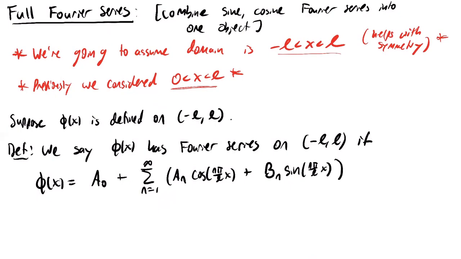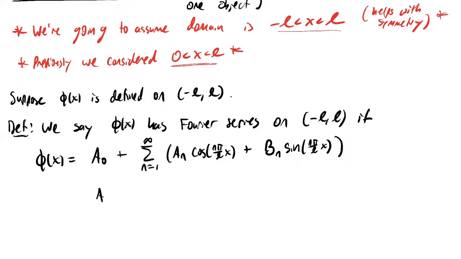Right. And so now it's not just a cosine series or just a sine series, but we're just combining the terms for each n. So I have the n equals zero term over here, and then I have the higher n terms. And so these numbers are called the Fourier coefficients.